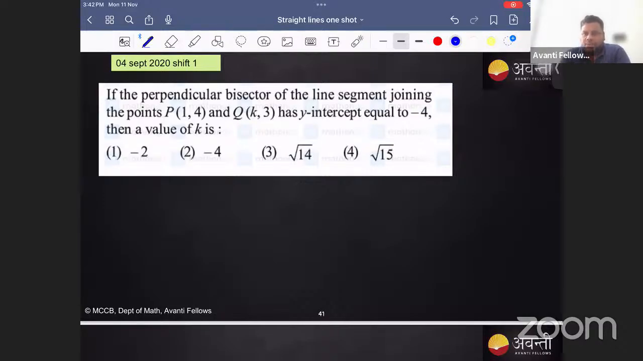Okay, now I'm launching the poll. Mark your correct answer. Start over quickly. If the perpendicular bisector of the line segment joining point this and this has y-intercept equal to -4, then the value of k is. You have two ends of a line segment, so now you want to write the equation of their perpendicular bisector. Quickly.